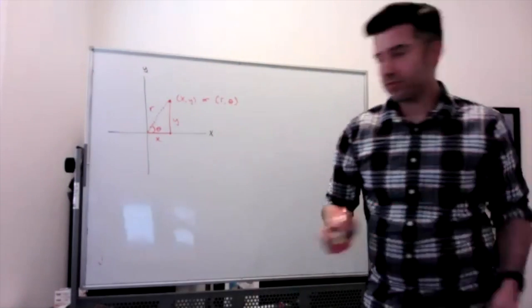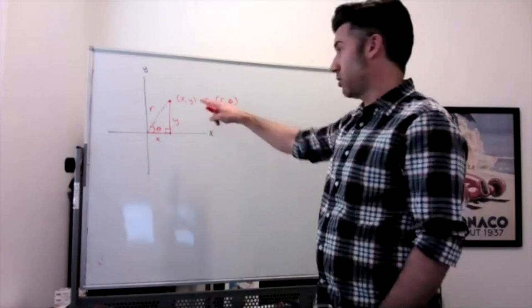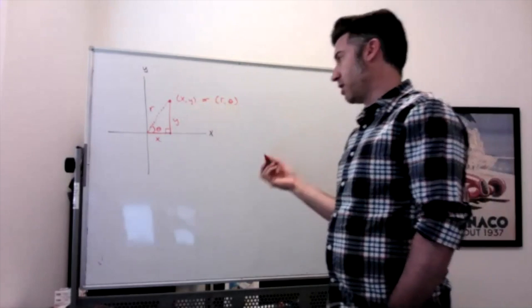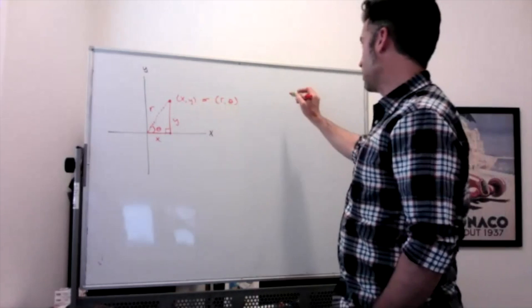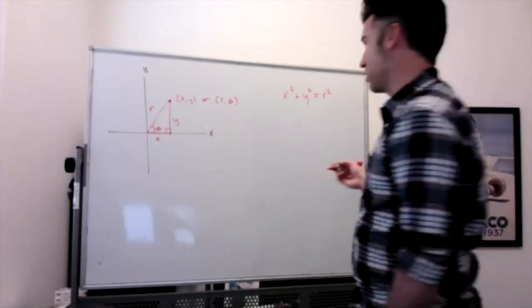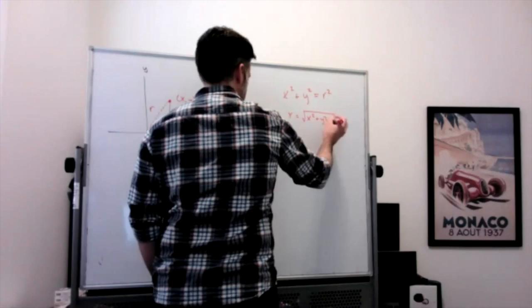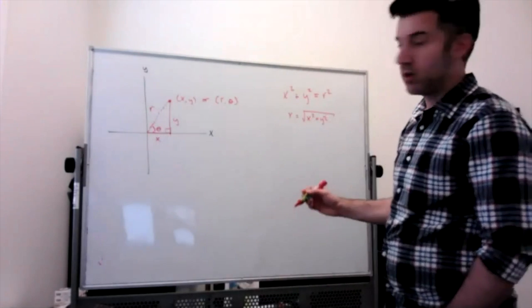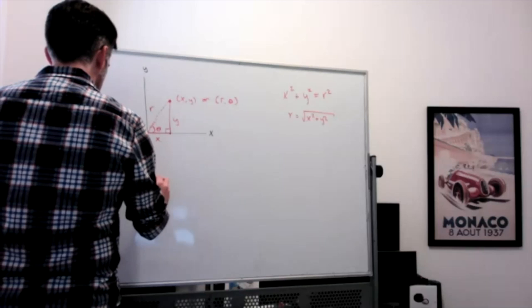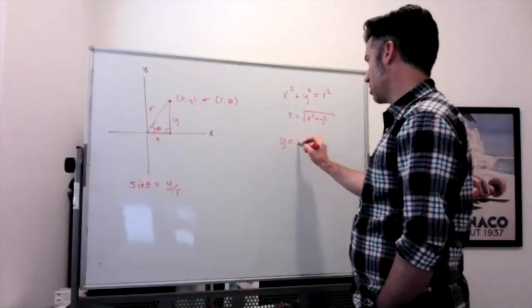And so we can see from this right triangle ways to relate the Cartesian coordinates to the polar coordinates. I would probably start off with the Pythagorean theorem. I can see that x squared plus y squared equals r squared. If you wanted to solve for r, you could say that r is the square root of x squared plus y squared. And we can use our trig to say that sine of theta is y divided by r. That's going to give us that y is equal to r sine theta.